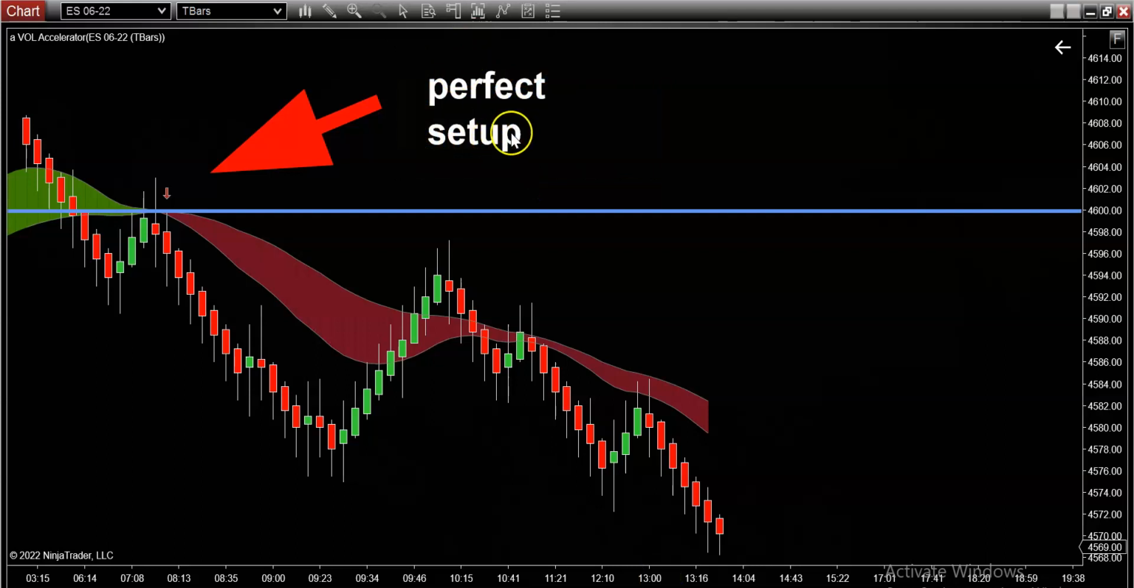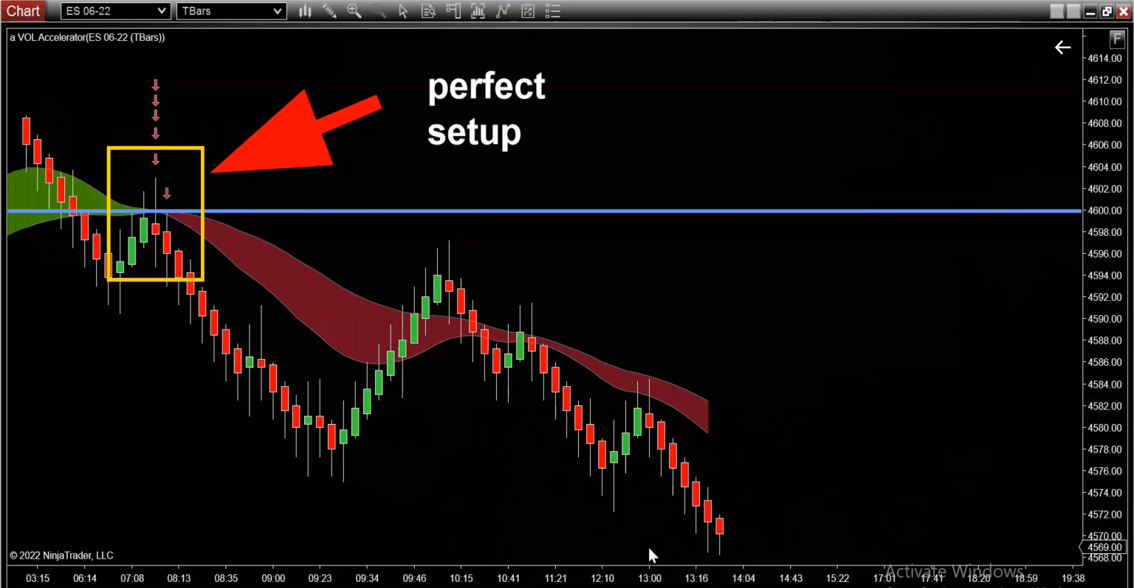You know what made this a perfect setup today? Look at this. The volume color band also turned red at that exact price level. Makes sense, folks? And I'm still not done. You know what else we got? We got a red reversal bar. I'll try to draw a bunch of arrows on the bar. We got this red reversal bar printed right on top of this level, 4,600.